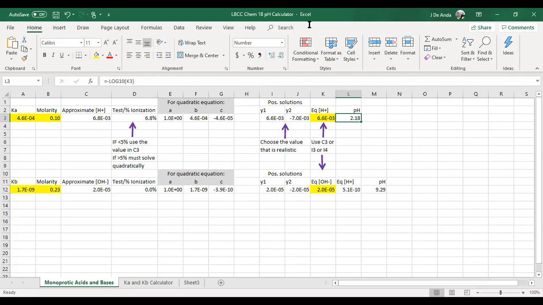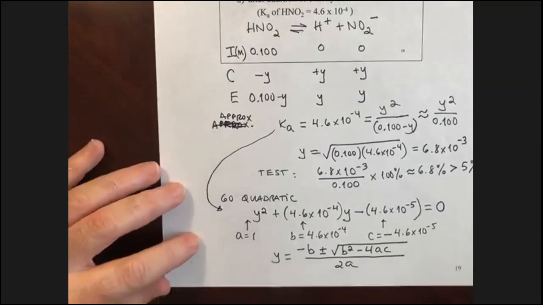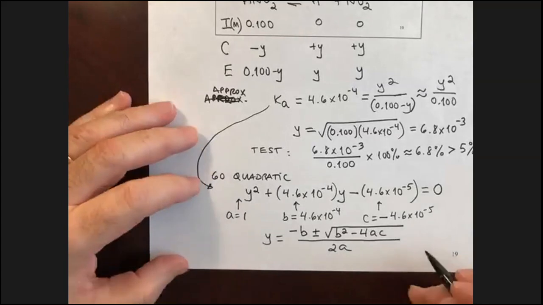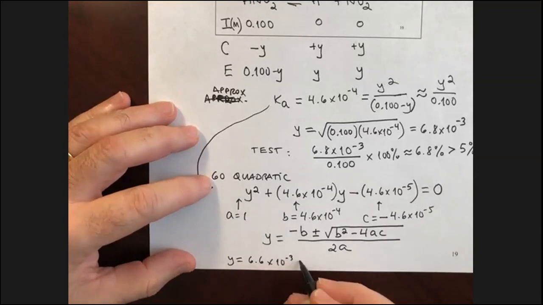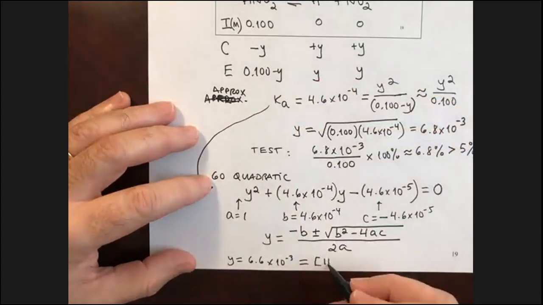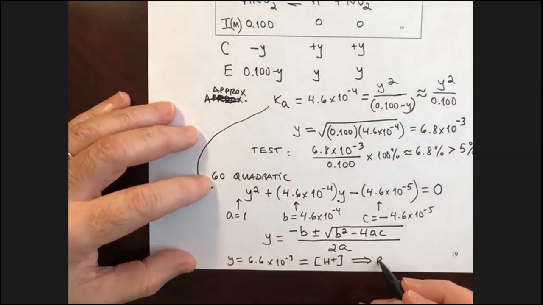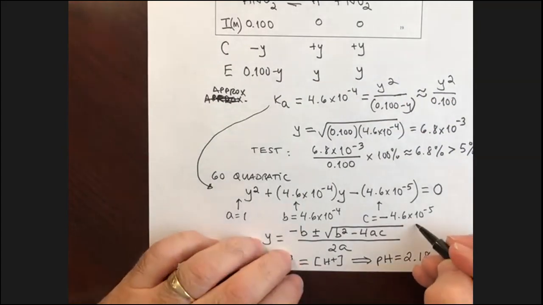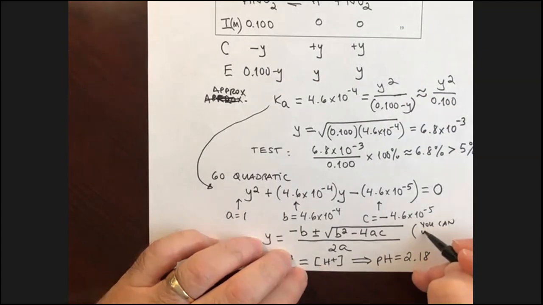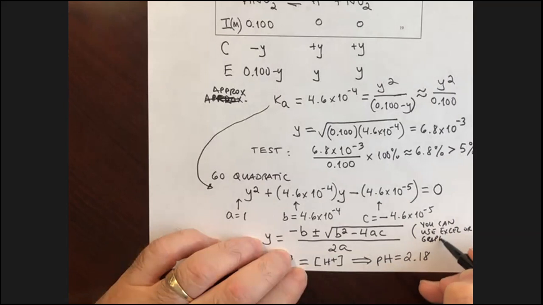So basically, coming back here to our screen cam, we found out that the solution of the equation was y equals 6.6 times 10 to the minus 3. And we know that that is the molarity of H plus. So pH, we said, was going to be 2.18. All right. So I'm going to put a little parenthesis here. You can use Excel or a graphing calculator.